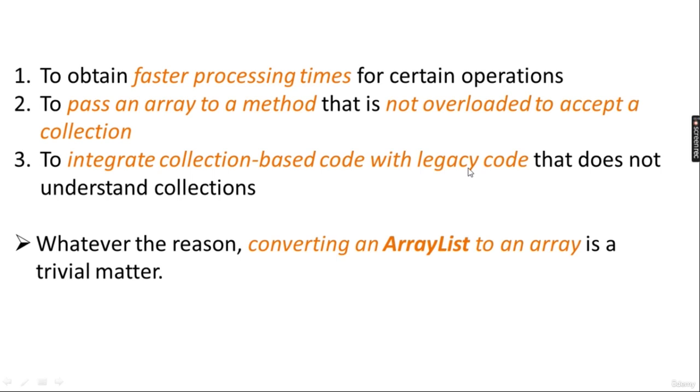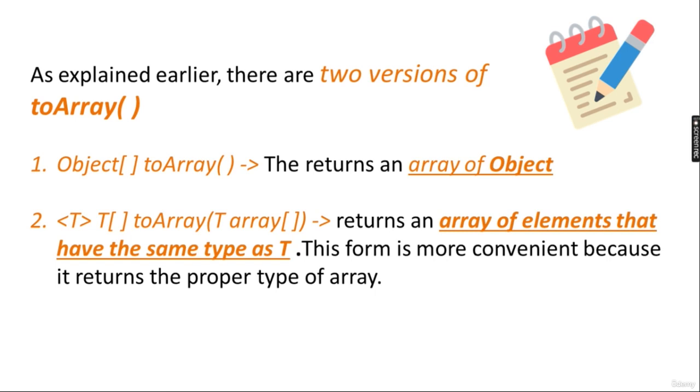Whatever the reason, converting an array list to an array is a trivial matter. There are two versions of toArray. The first, Object toArray, gives an Object array and you will cast it to a particular class. Then the second, T toArray, returns an array of the elements that have the same type as T. This form is more convenient because it returns the proper type of array.